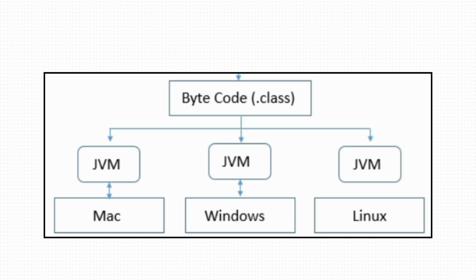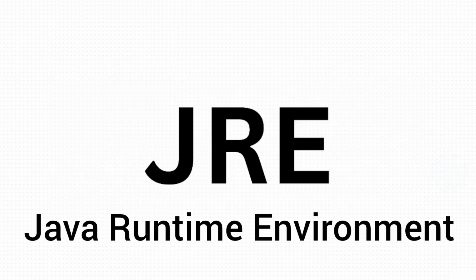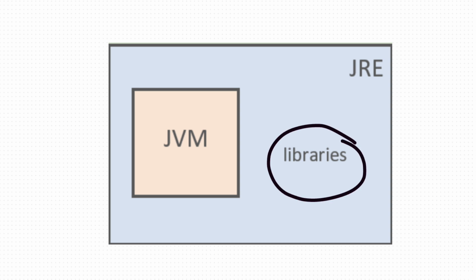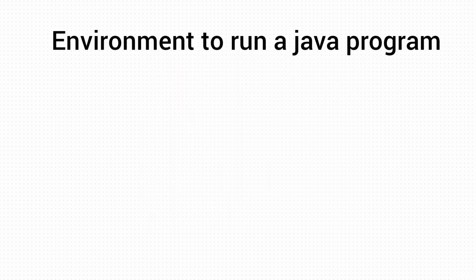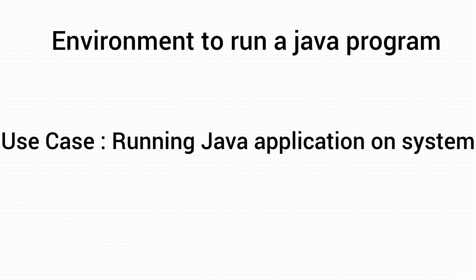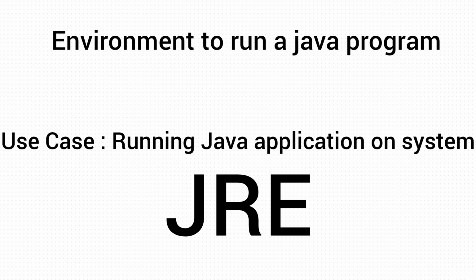Now let's understand JRE, Java Runtime Environment. JRE is the superset of JVM. JRE is a software package that provides Java class libraries, JVM and other components that are required to run Java applications. It provides an environment to run only the Java program on the system. So the main use of JRE is running a Java application on a system. So if you only want to run Java programs, installing the JRE is all you need. So that's all about the JRE.